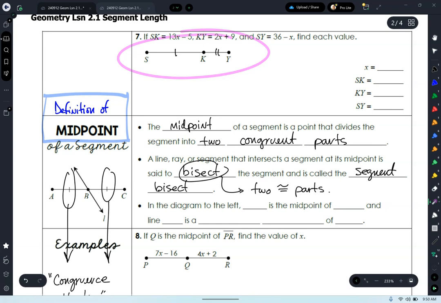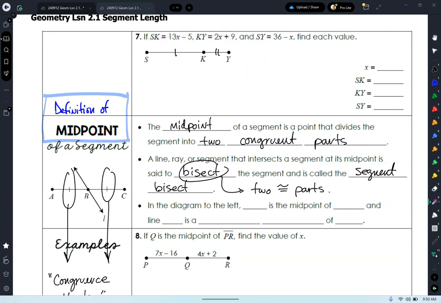Is K the midpoint of SY? How do you know? How could you prove that? No. That's not a good enough answer. You can't say because look at it. That will not get you points. Who can give me a more specific reason than just look at it?